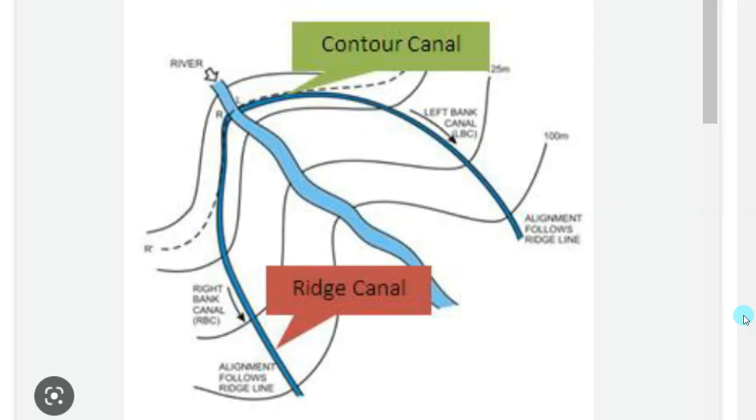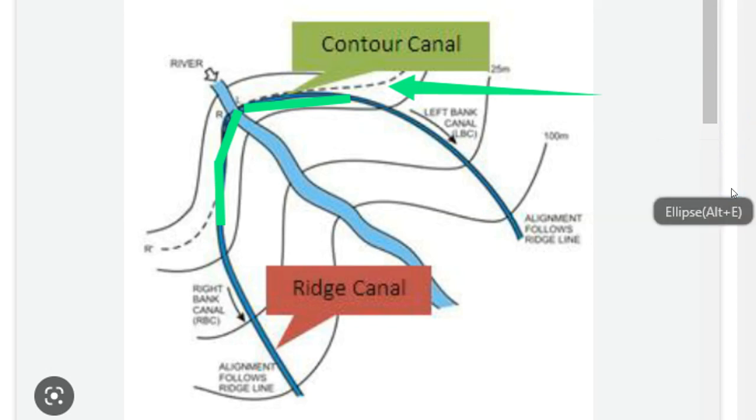If I look into this diagram, this is by ResearchGate, and you can see this is a contour canal. This river is flowing along this contour, so this is a contour canal. You can see this is a contour canal, right? Because it's going along the contour.